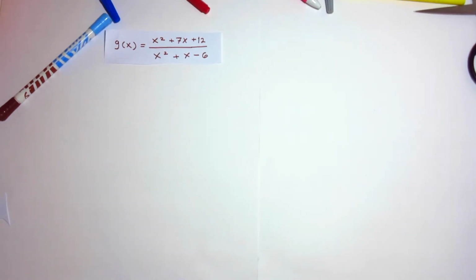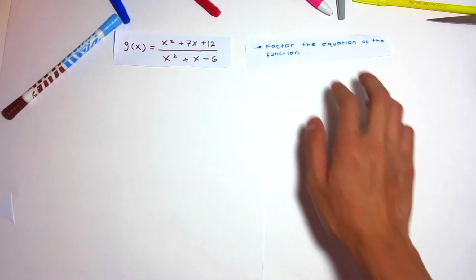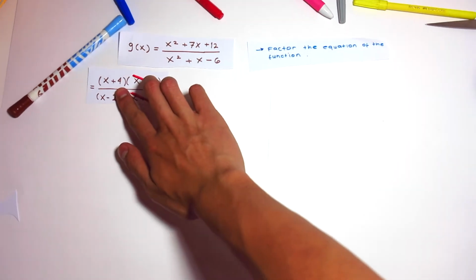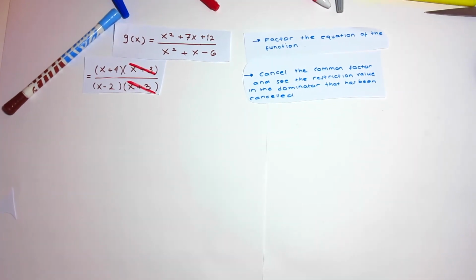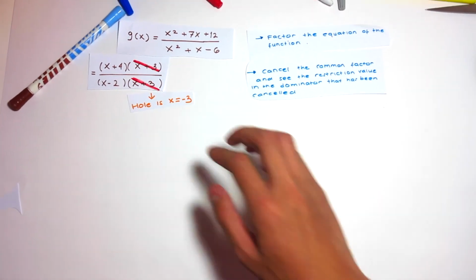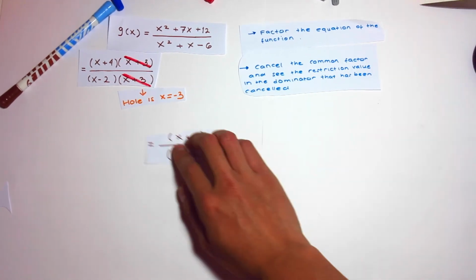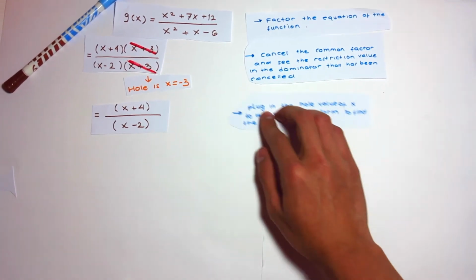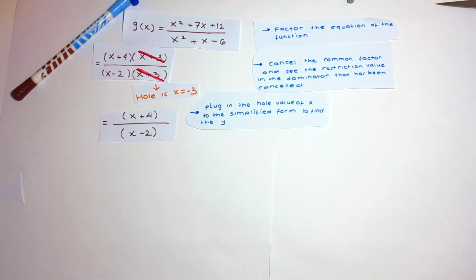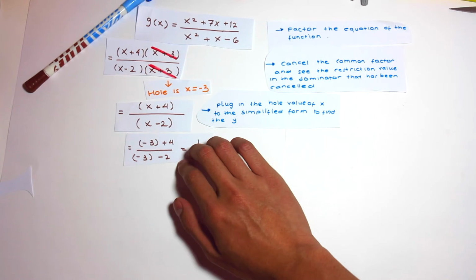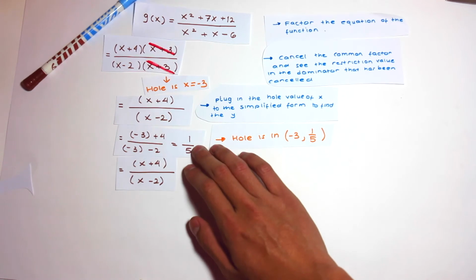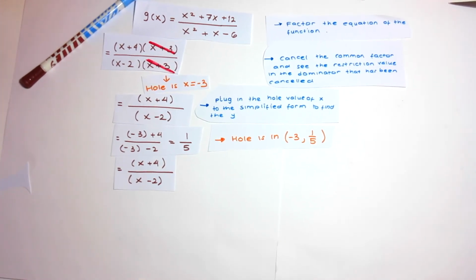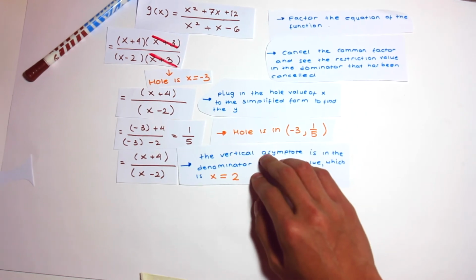Our second example, we have x squared plus 7x plus 12 over x squared plus x. You'll need to factor this trinomial, which gives you this. You need to cancel the common factor. The common factor is x plus 3, so the hole is at x equals negative 3. To get the hole point, you need to plug the negative 3 back into your equation. So that gives the hole at negative 3 and 1 over 5. To find the vertical asymptote, you must see what denominator is still remaining, which is x minus 2. So the vertical asymptote is at 2.